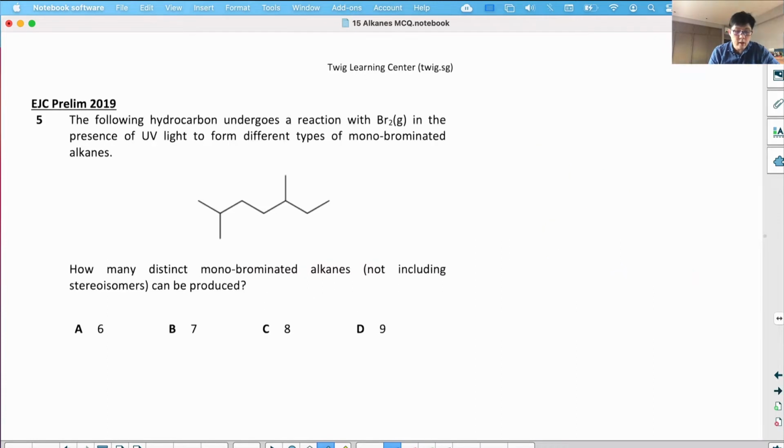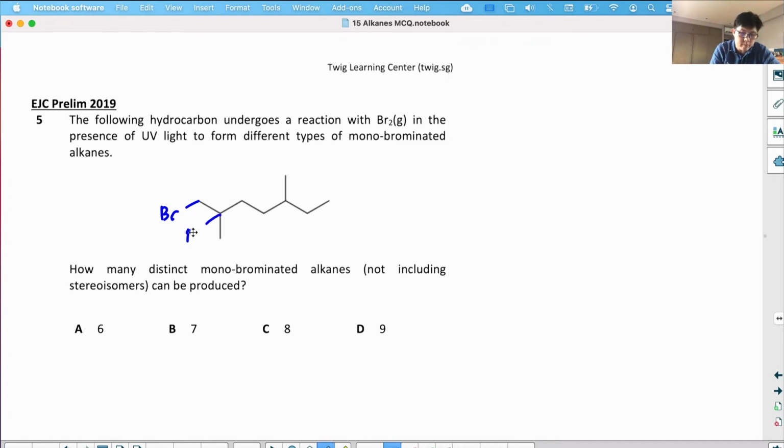Let's look at question 5. How many distinct monobrominated alkanes can be formed? There's a CH3 here and there's a CH3 here, and these two are attached to the same carbon. So any of these H's can be replaced with a Br, and you get the same product. I'm going to just draw what the possibilities are. This H can be kicked out to be replaced with Br, that's 1. The H from here, there's a H over here, it can also be replaced with a Br.